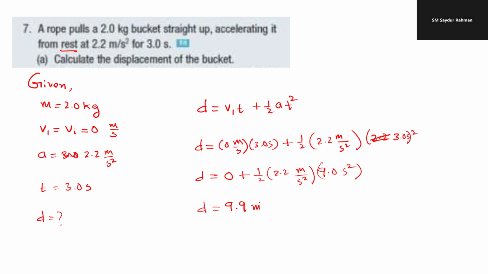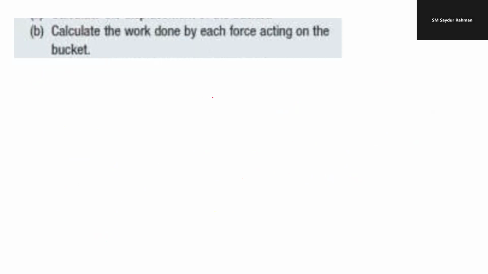In the second part, we will write down the givens again. So now we also know the displacement. So let's see what we can find out. Calculate the work done by each force. Okay, so there are two forces here. You can see that if you look at the free body diagram, right? One is the tension T, the other one is mg, right?